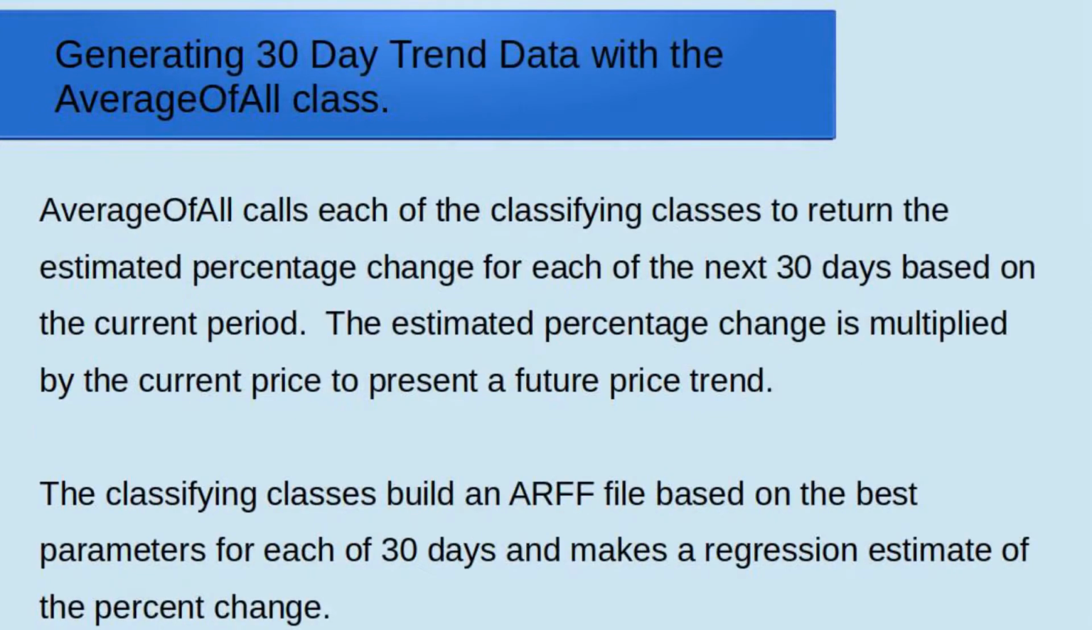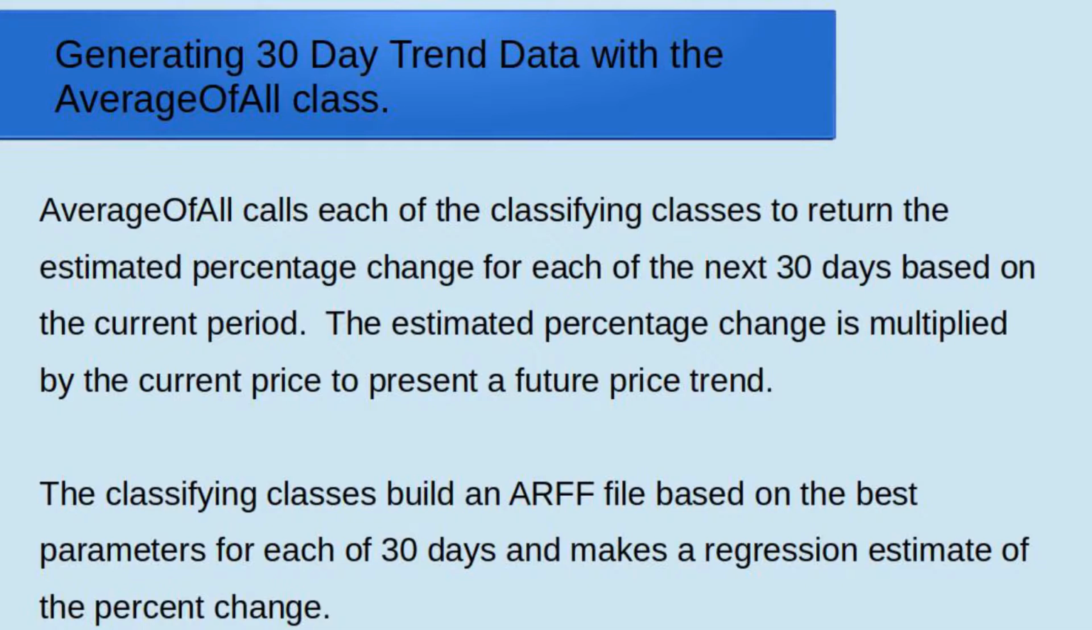And the last step in the whole process is to generate the 30-day trend data with the average of all class. Average of all class calls each of the subclasses to return the estimated percentage change for each of the 30 days based on the current period. Then average of all will take the estimated percentage change and multiply that by the current price to produce a future price value or trend.